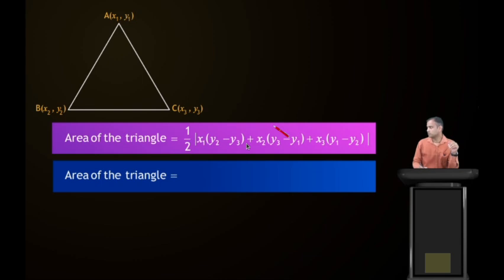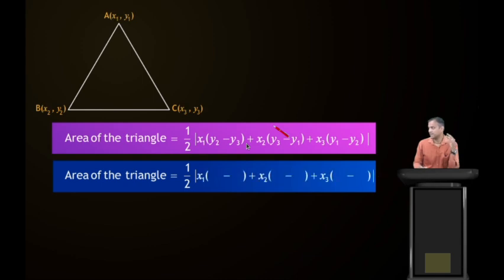So here the area of the triangle is 1 by 2, then x1, x2, x3. How can you remember this formula, because it is too lengthy? So first start from 1 point x1, then x2, then x3.